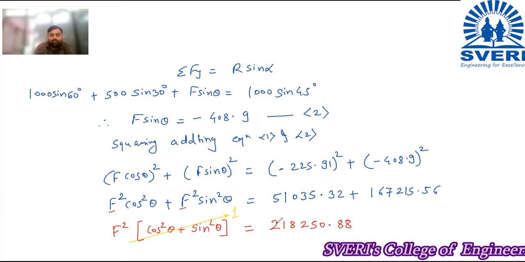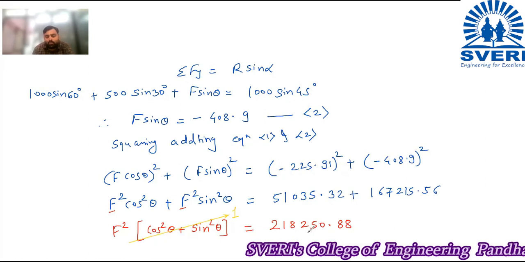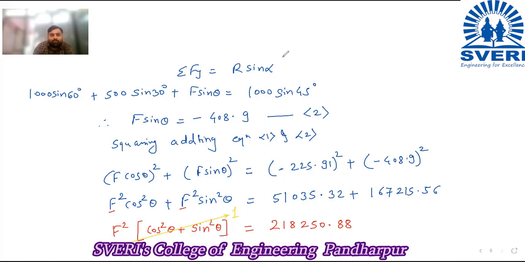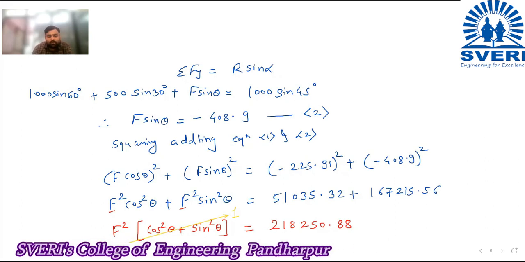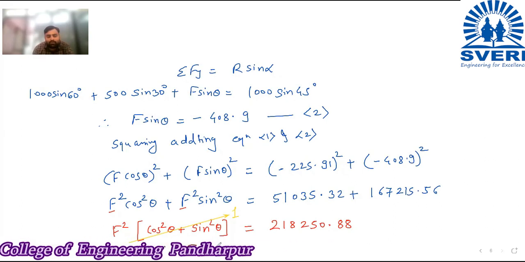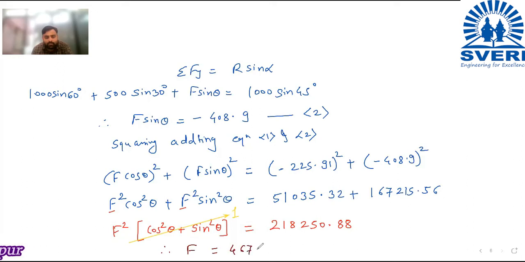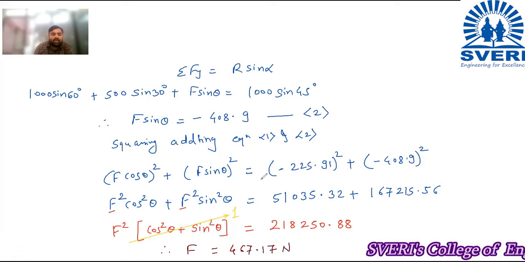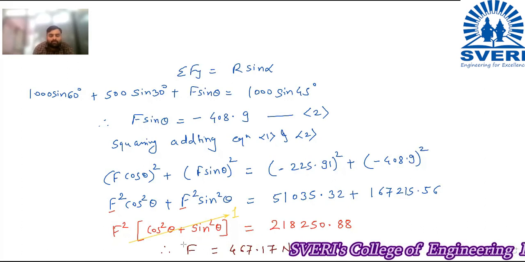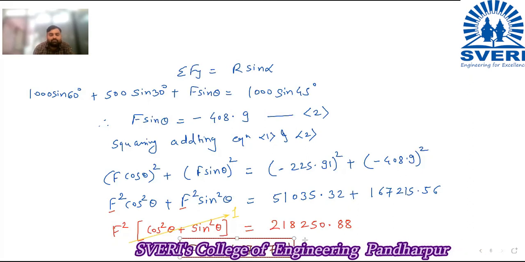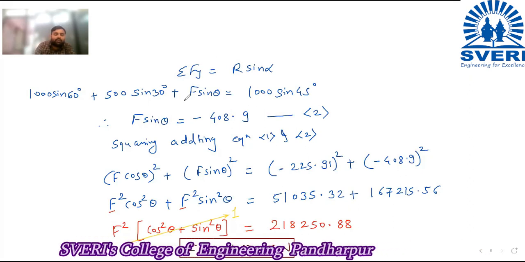So you got the value of f square. So f square is equal to 218,250.88. Now calculate the value of f. So f is equal to the square root of the answer. 467.17. So it is 467.17 Newton. This is your final answer, the value of f.